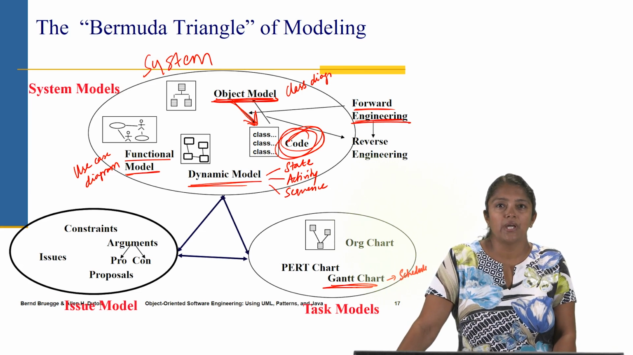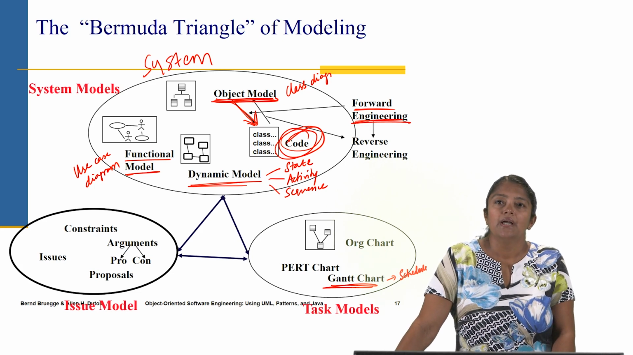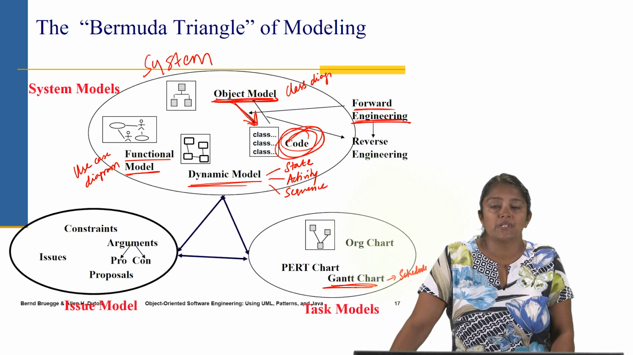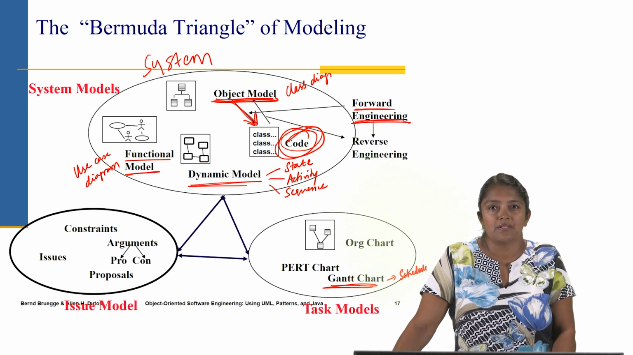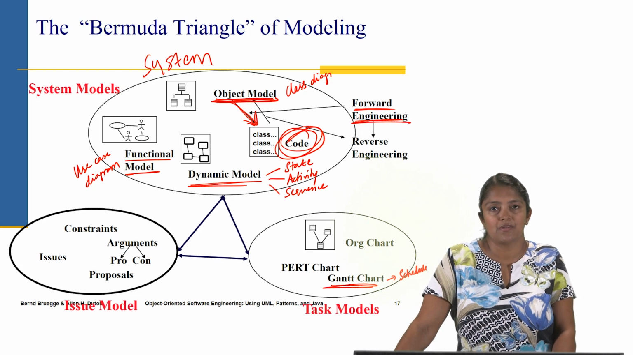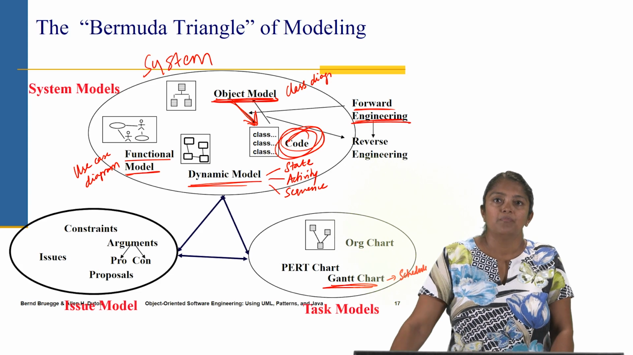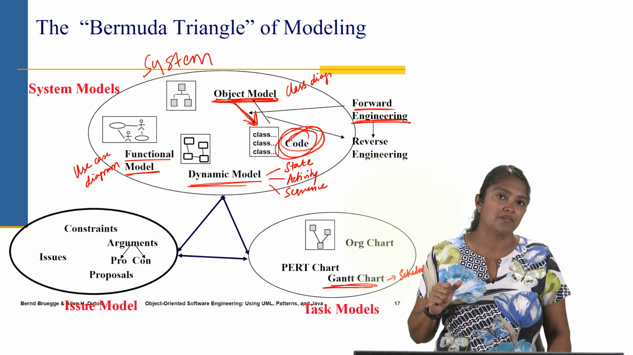So all of these together form the Bermuda Triangle of modeling, and by creating these models, the idea is that we are able to better understand the software system that needs to be designed and developed, and we better understand the needs of that software system, thereby dealing with the complexity by looking at the system at a very high level in an abstract manner first.